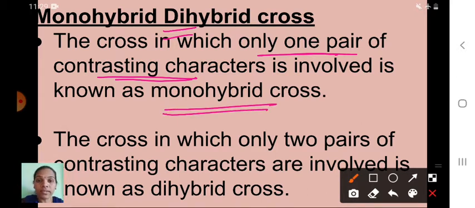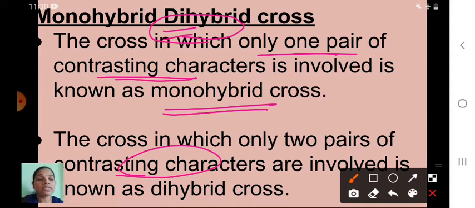Can you guess what is meant by dihybrid cross? Yes, the cross involving two pairs of contrasting characters. The cross in which two pairs of contrasting characters are involved is known as a dihybrid cross. So monohybrid means the cross involving only one pair of contrasting characters, and dihybrid means the cross involving two pairs of contrasting characters. Today I am going to teach the monohybrid cross.